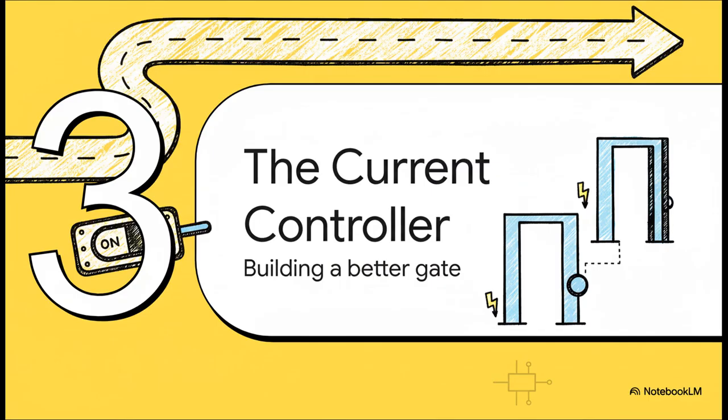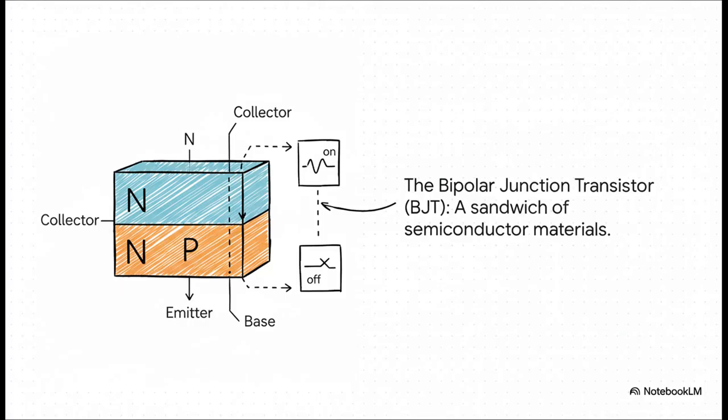Okay, so a one-way street is great, but it's not a switch. The real breakthrough, the game changer, comes when we take this idea and build a better gate, one that we can actively open and close using a separate tiny little signal. We needed to go from just directing current to actually controlling it. And here it is, the bipolar junction transistor, or BJT for short.